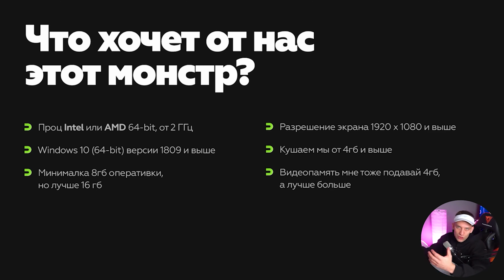In general, the more RAM you've got, the better. Screen resolution has to be full HD, which is 1920 by 1080 pixels. Photoshop eats 4 GB and more. Therefore, video memory, or VRAM for this monster should be 4 GB and up.